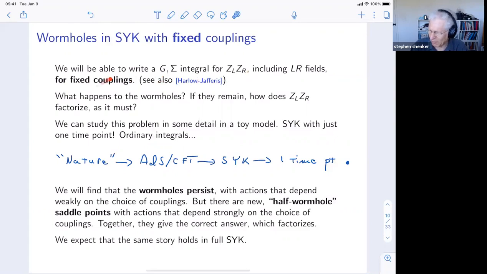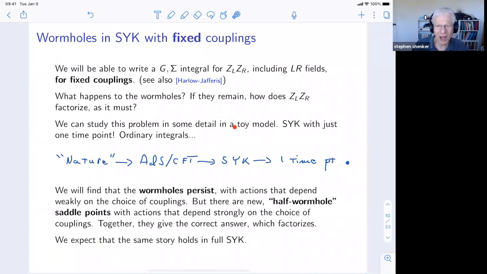Well, if you have fixed couplings, what happens to these wormhole configurations of the collective fields? If they remain, and they will, how does this thing manage to factorize, as it must? Because then you have the gauge gravity dual connection. Well, the goal is we think we know the entire gravitational path integral. So tautologically, it must work. How does it work? It turns out we can study this problem in some detail only in a toy model.